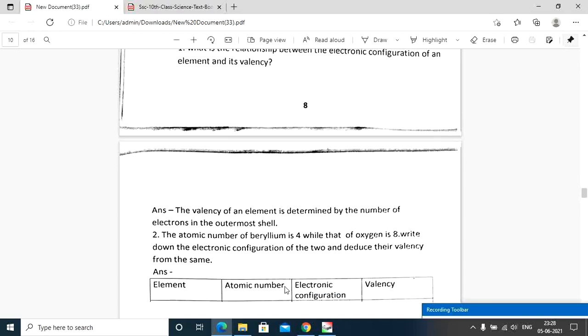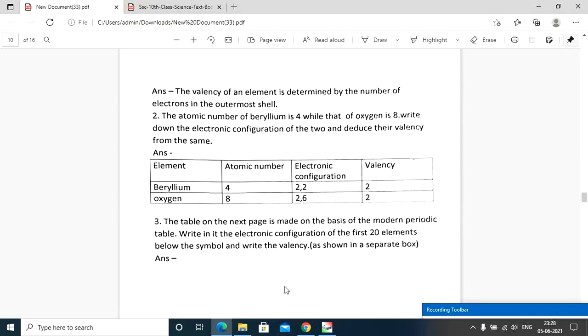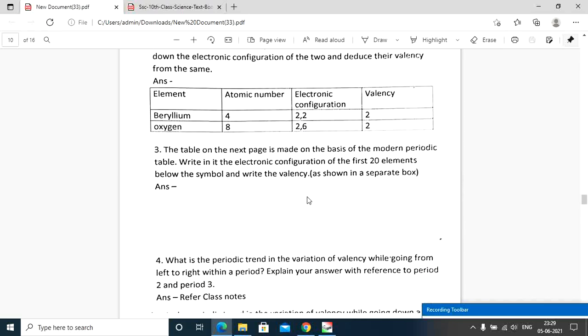Atomic number of beryllium is 4 and that of oxygen is 8. So beryllium's atomic number is 4, so the electronic configuration will be 2, 2. Oxygen is 8, so 2, 6. In both cases they have valency 2. But here beryllium will donate these 2 electrons and oxygen will accept them. Oxygen will accept 2 electrons.